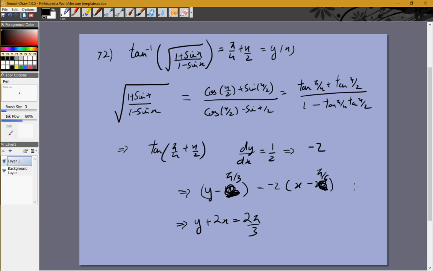And you can just put in the 4 options and see which one of these is valid. 0, 0 is obviously not valid. If x is 0, y is 2 pi by 3, so option 2 is correct. If y is 0, x is pi by 3, which is not any of the other options, 3 or 4. So the answer will simply be option 2.